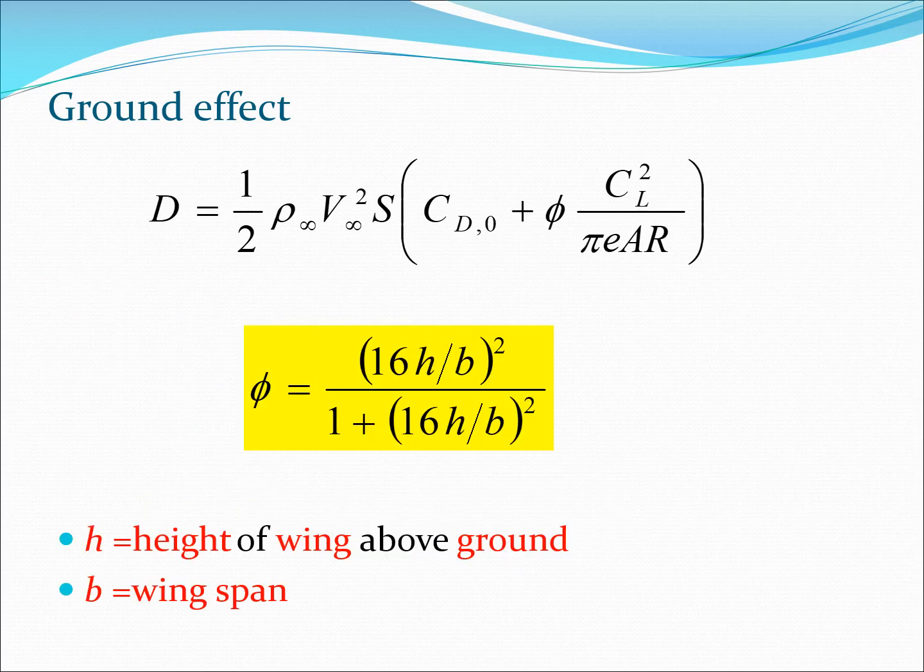So we are going to use a certain estimate of this value phi. Phi has been shown to be this particular equation here. This is derived from some theoretical background. So we will say phi is (16 h/b)^2 divided by 1 plus (16 h/b)^2, where h is the height of the wing above the ground and b is the wingspan. So these factors we are going to consider, and in the next slide I'm going to try to plot this equation.